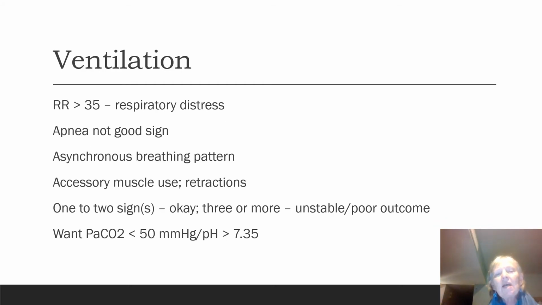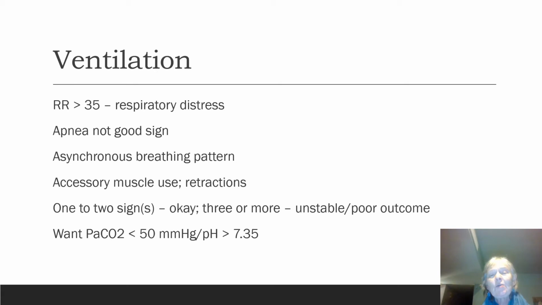So on the ventilatory side of the house, normally if your respiratory rate is above 30, 35, that's a sign of respiratory distress. You're not quite ready to be weaned at this particular point. Apnea, apnea, apnea. Remember, if your patient has apnea, they are a candidate to be placed on mechanical ventilation. If that apnea continues, we're going to have problems. Asynchronous breathing pattern, that's your respiratory alternans also, not a good thing.